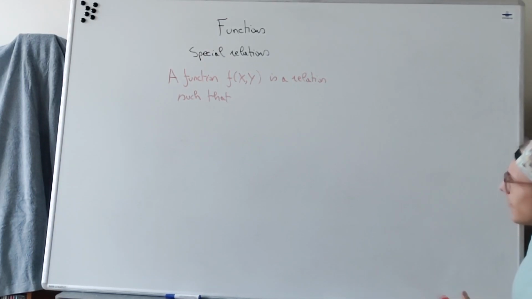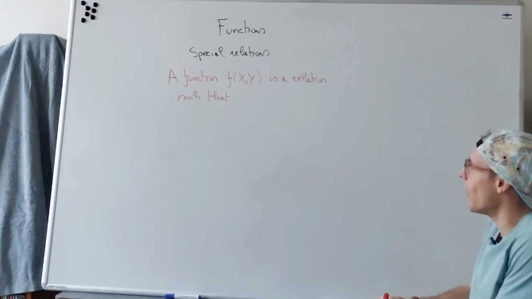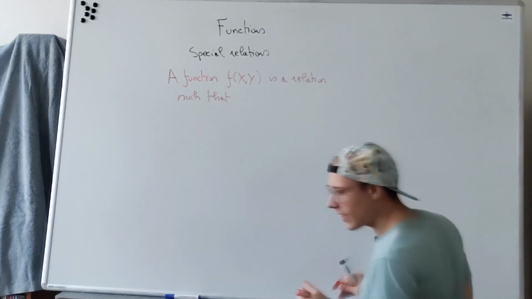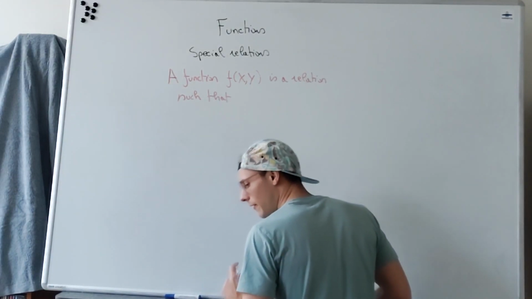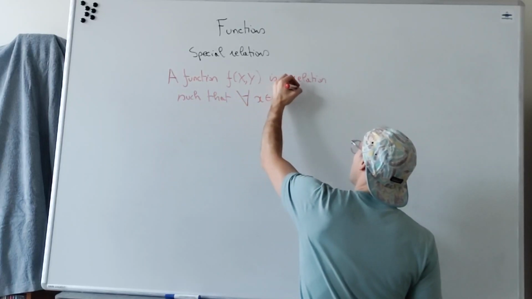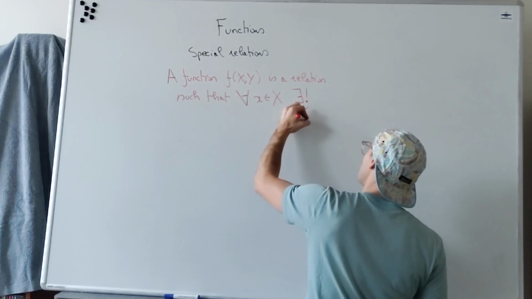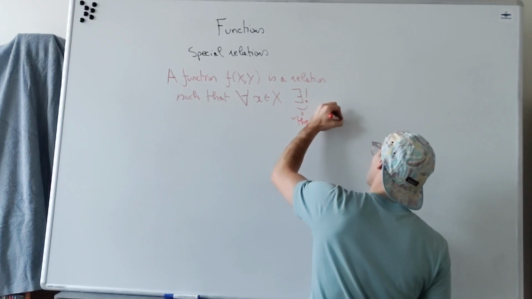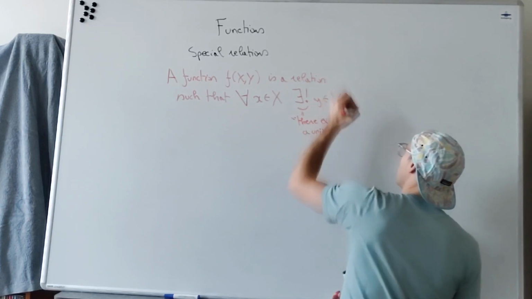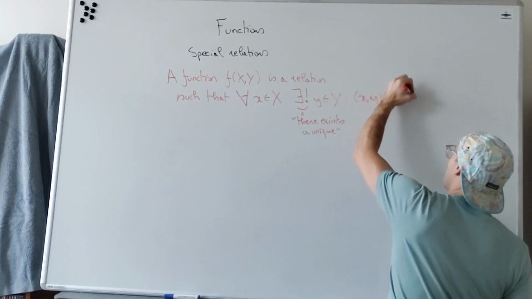So what do we actually mean by a function? Well, a function f, the f for function of course, between two sets x and y, is a special relation, so we're going to add a condition such that for every element in x, there exists exactly one, a unique element y, so that the tuple (x, y) is in this relation.